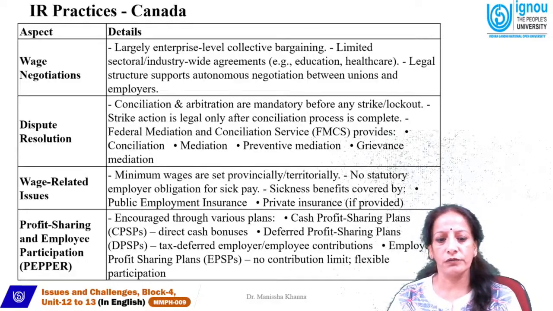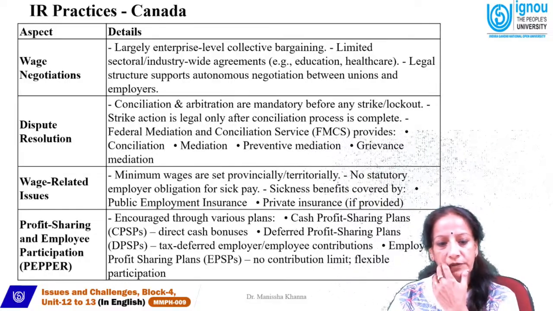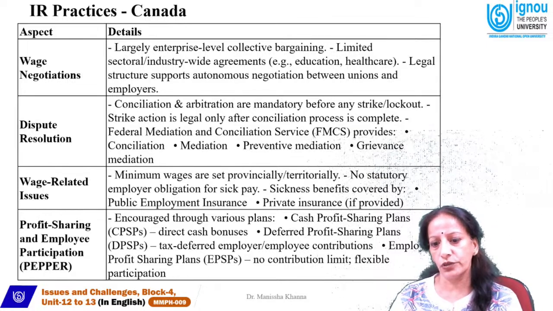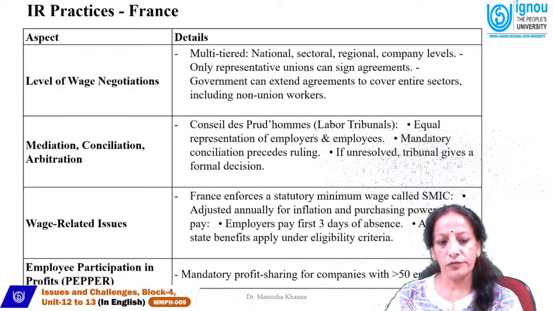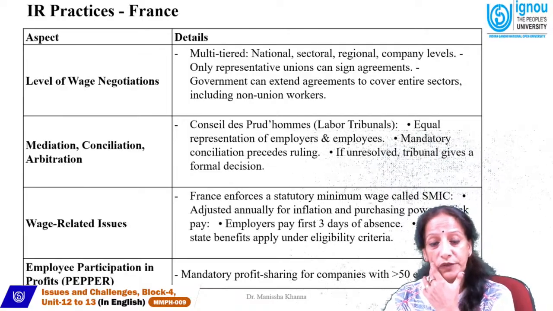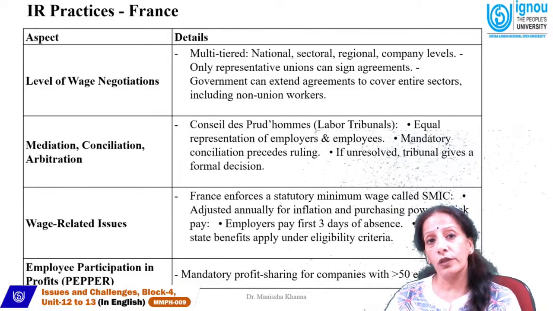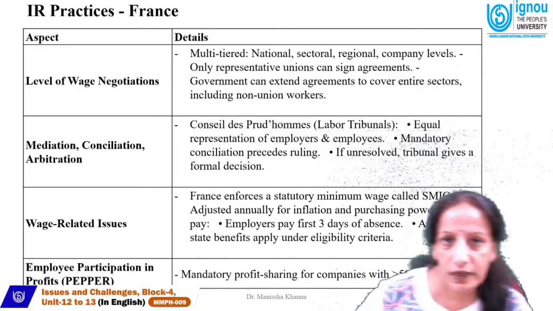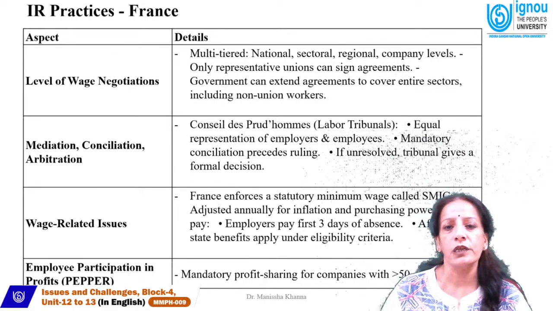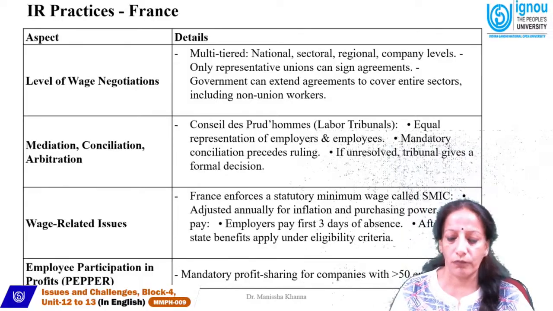Now, employer participation is mandatory, as we have seen in Canada, and to some extent in profit sharing. There are certain plans for employee participation in profit sharing. In one plan there is no contribution limit, but it is flexible participation. In the employee participation plan, PEPPR, profit sharing is mandatory for companies with more than 50 employees. So wherever a company has more than 50 employees, it is mandatory in France to share the profits with the employees.